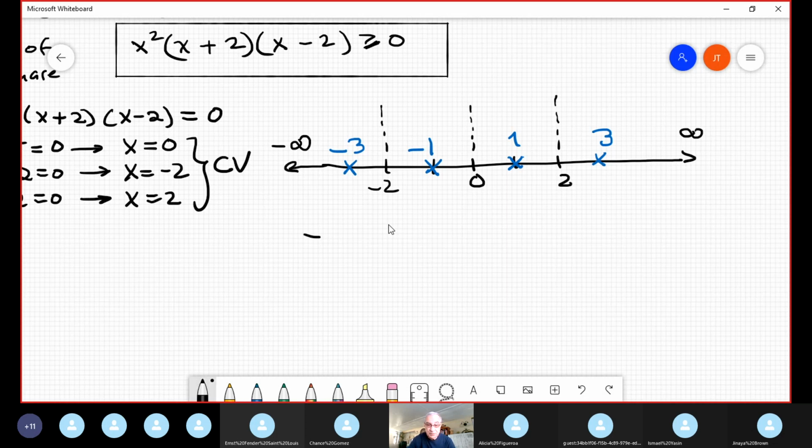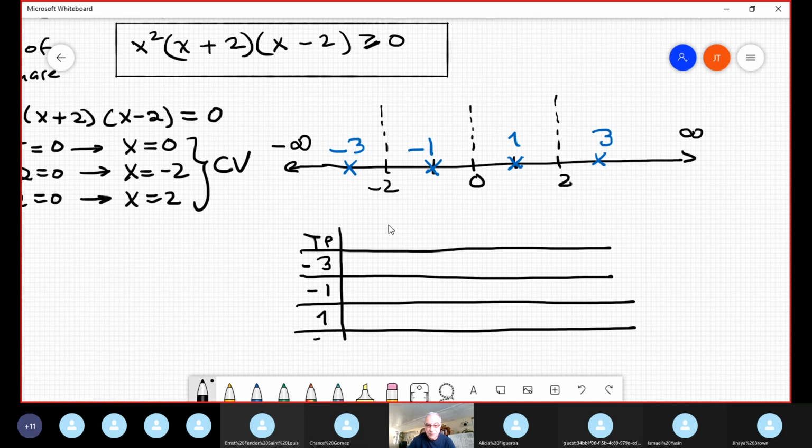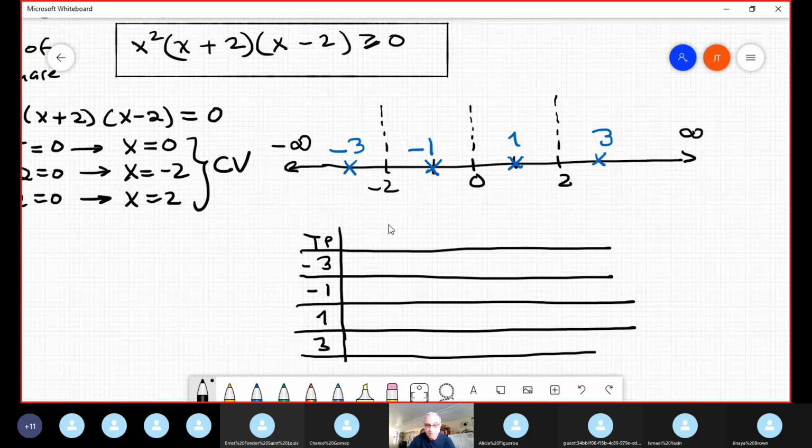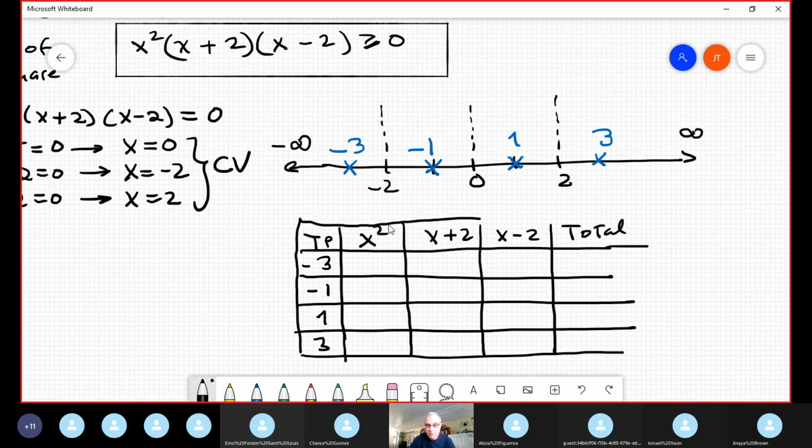So I create my chart, TP. TP, we have 4: negative 3, negative 1, positive 1, and positive 3. And the factors involved in my problem, look here, in the original: x squared, x plus 2, x minus 2, and I attach an extra column, which is the total, in which you summarize everything.